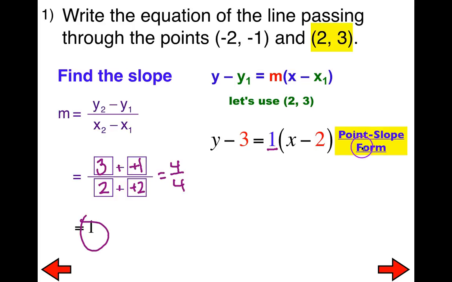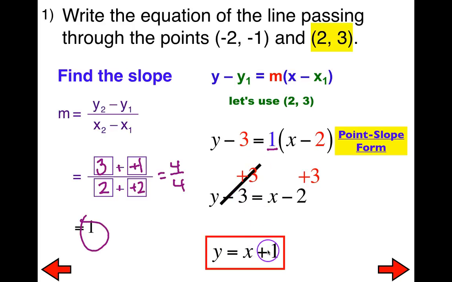Now that I know what my point slope form is, I'm going to go ahead and distribute this 1 to both terms, leaving me with y minus 3 equals x minus 2. Now I have to get rid of this constant by adding 3 to both sides. These will cancel out, leaving me with y equals x plus 1. So here is my slope-intercept form. Because I have my slope, just FYI, it would be a 1 up here. And the y-intercept would occur at positive 1.